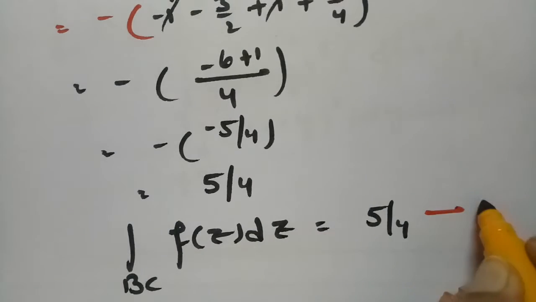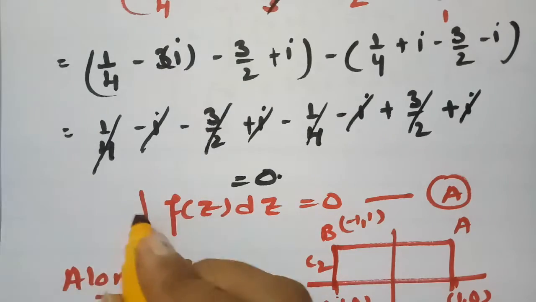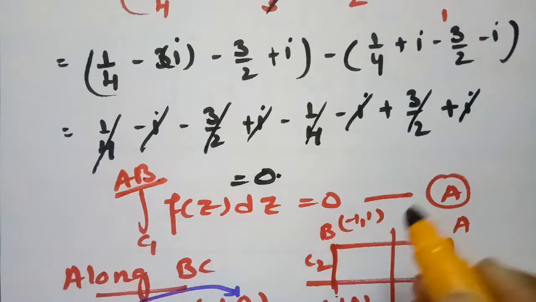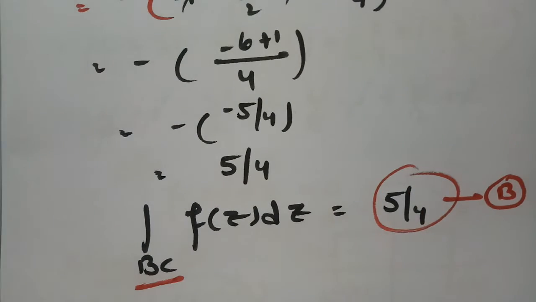and please name it as equation B. So we have the value for AB. Along AB the value is 0, and this is equation A, and along BC the value here is 5 by 4, and this is equation B. Next, now along CD.